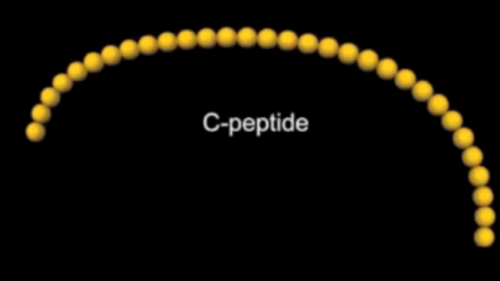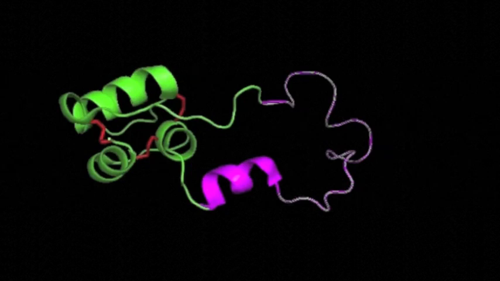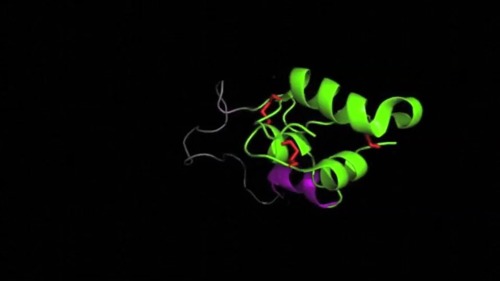C-peptide is a small protein made of 31 amino acids. Although it was previously thought to be an inert byproduct of insulin, studies focusing on C-peptide have shown that it is an incredibly important biomolecule. C-peptide connects the alpha and beta chains of insulin in the pro-insulin molecule.